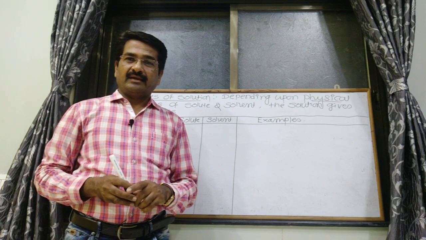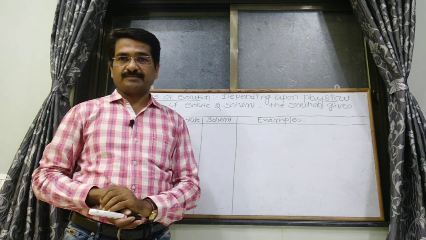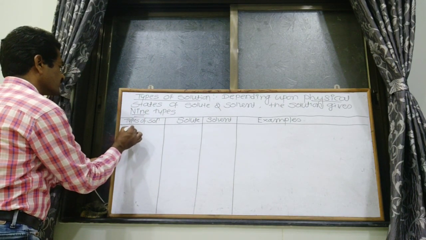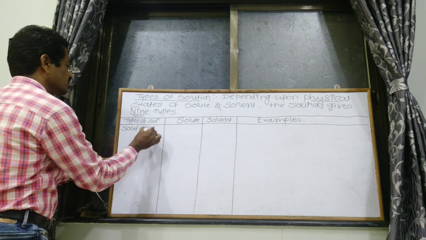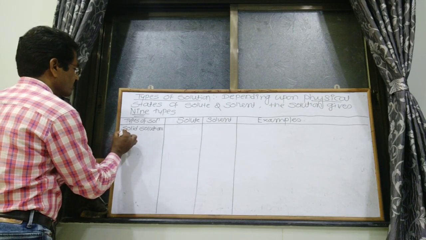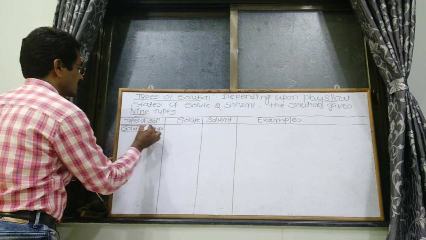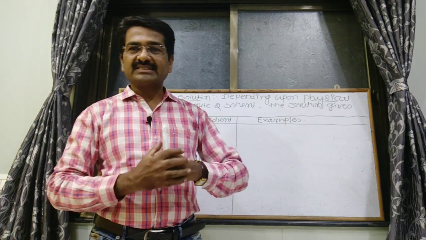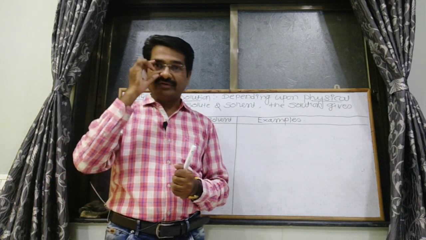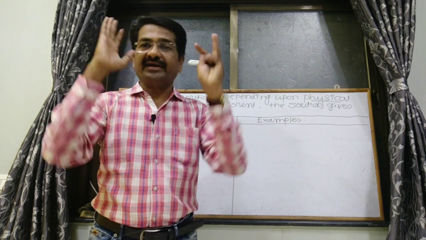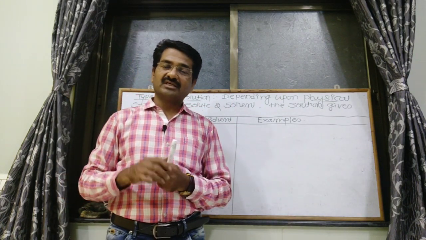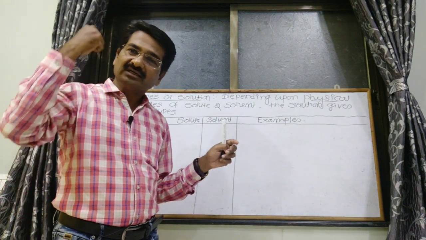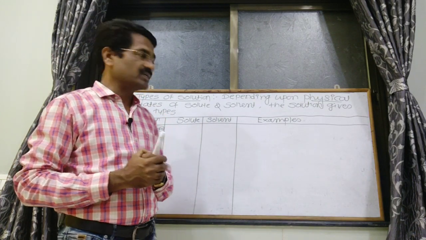Actually, it gives 3 types of solutions. Which are those 3 types of solution? First is the solid solutions. Which solutions are called solid solutions? The solutions in which the solvent is always solid are called solid solutions.